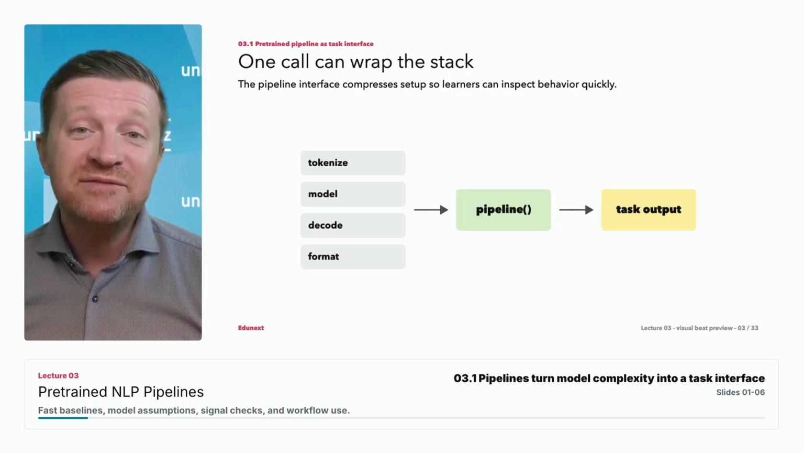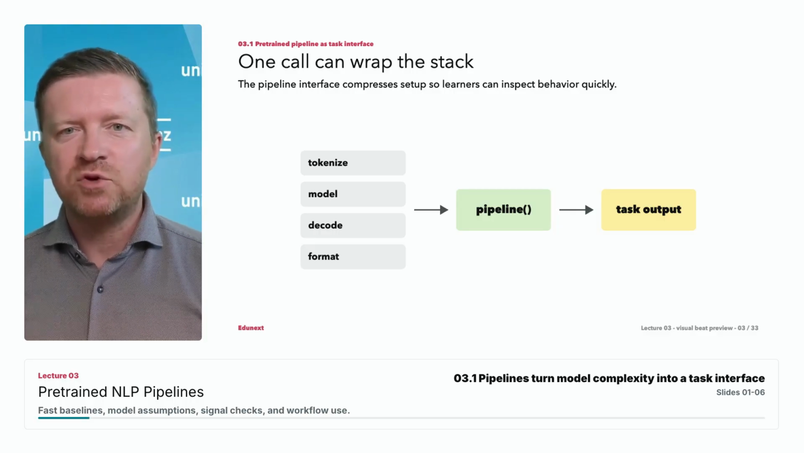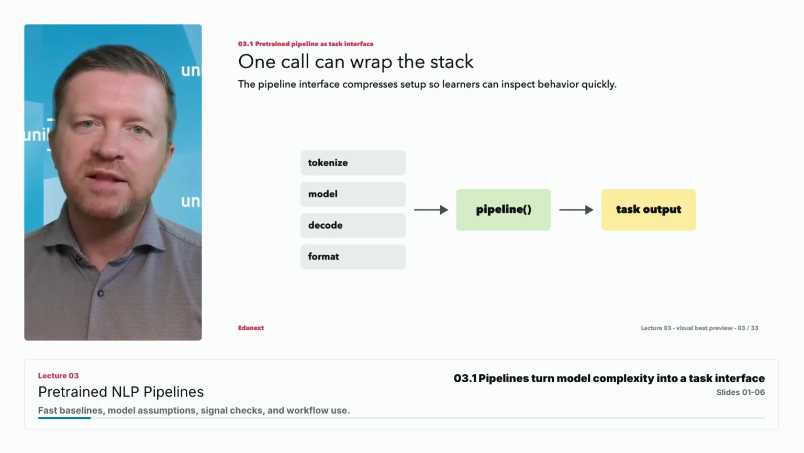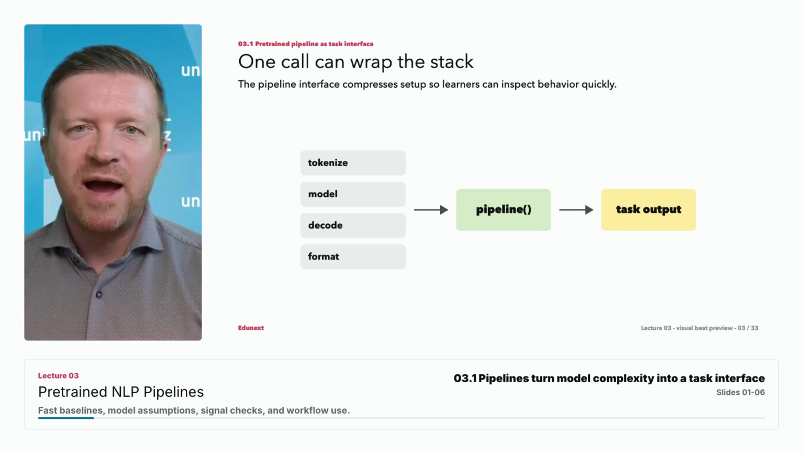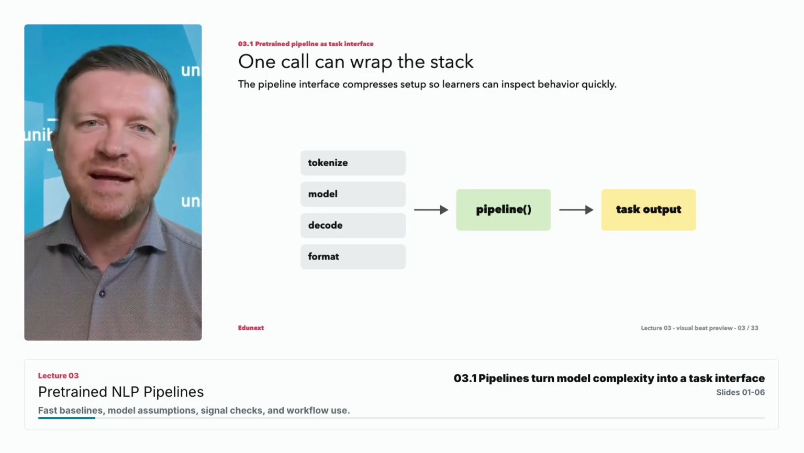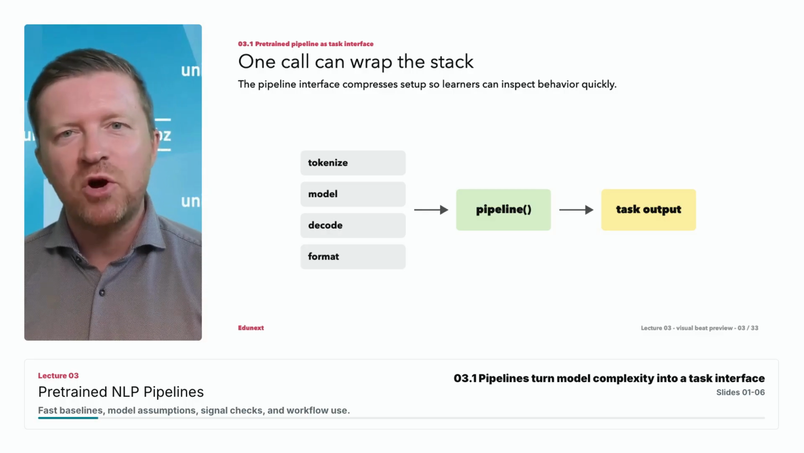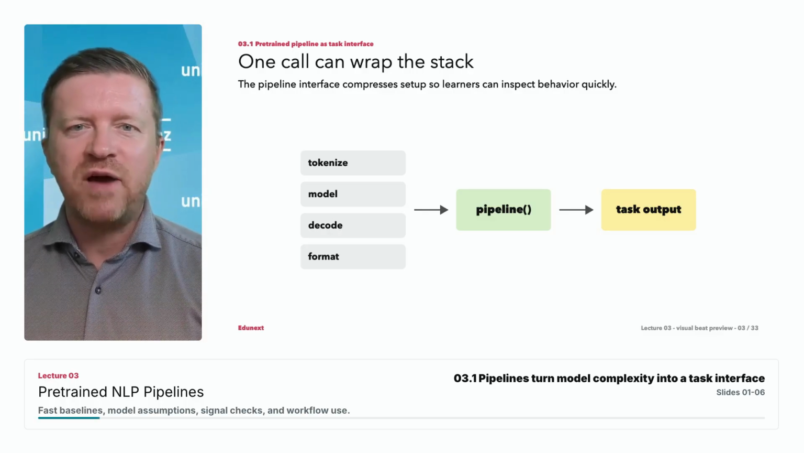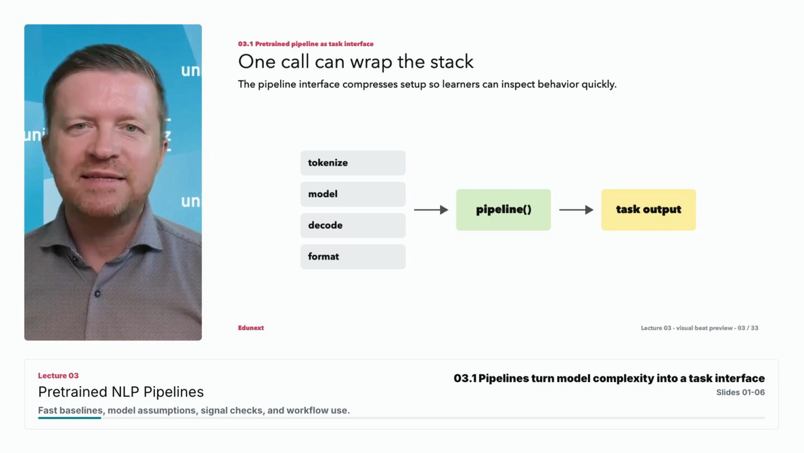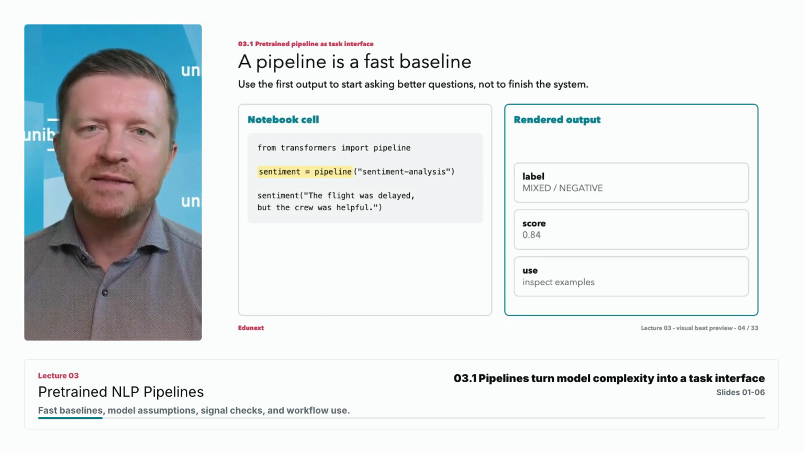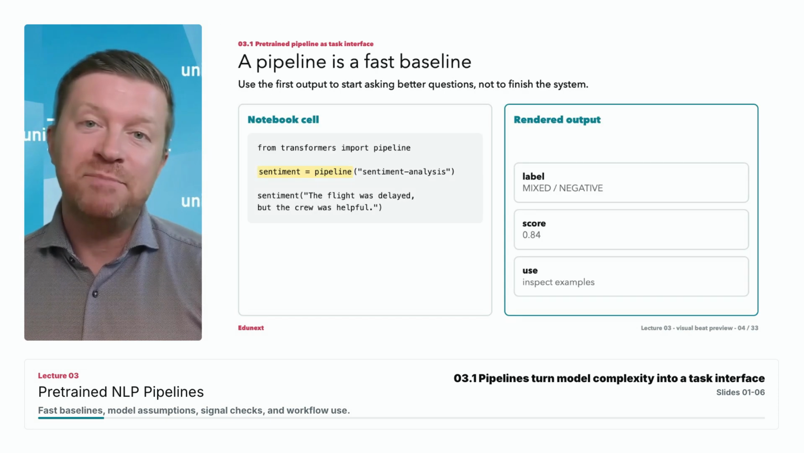The pipeline interface compresses this stack into a task-level call. In Python, for example, you can create a sentiment analysis pipeline and pass in a sentence. The result might come back as a label and a score. That does not mean the model is perfect. It means you now have a fast baseline. You can run examples, inspect behavior, and decide whether the task is worth deeper work.